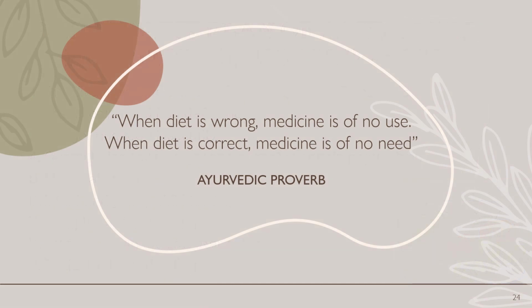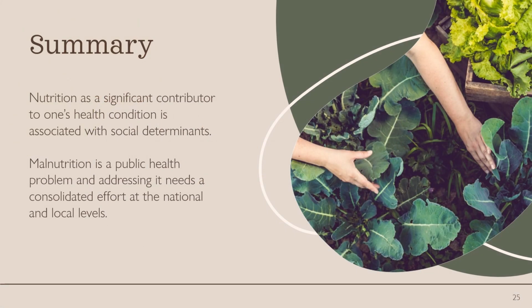Okay, so I'll end this with a proverb that says, when the diet is wrong, medicine is of no use, but when you eat correctly, medicine may be of no need. Okay? So, in summary, nutrition is a significant contributor to one's health condition. As we've seen, it affects a lot of your processes, and it may be associated with a lot of social determinants. Malnutrition is a big public health problem, and addressing it needs a consolidation of efforts at both the individual and national levels.